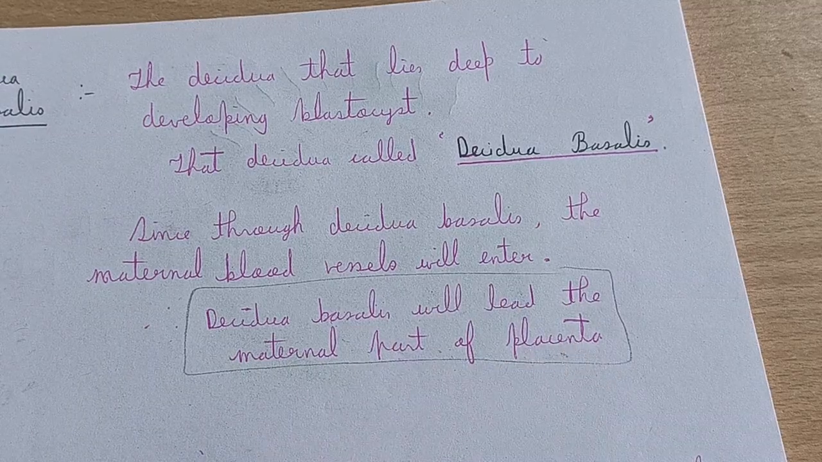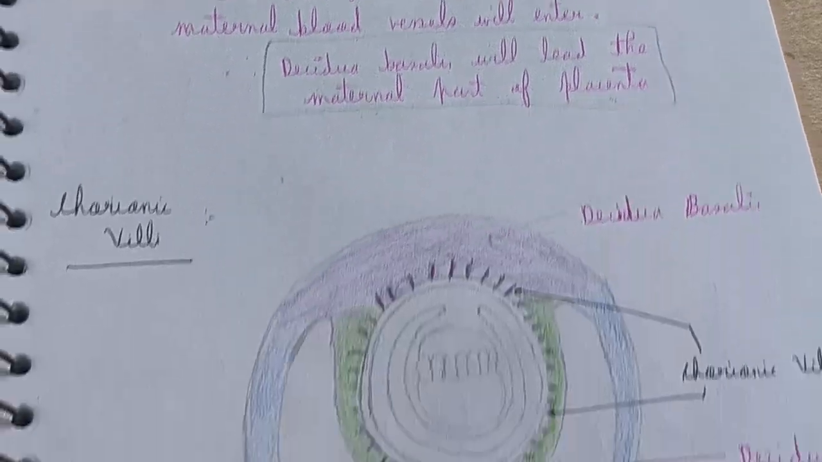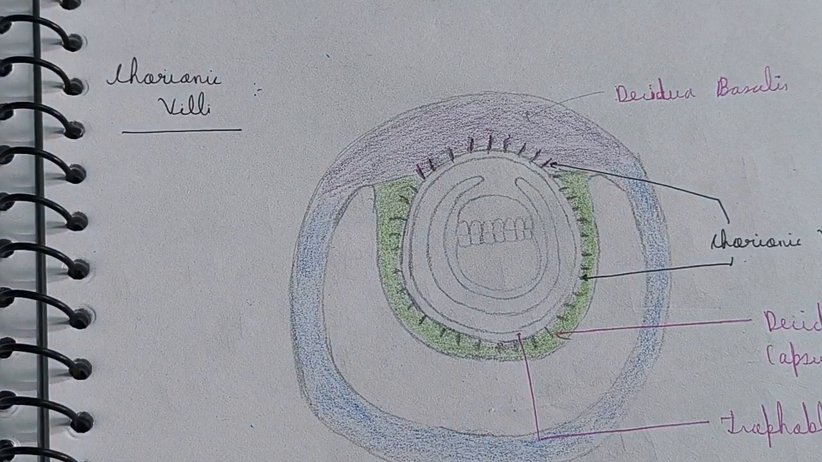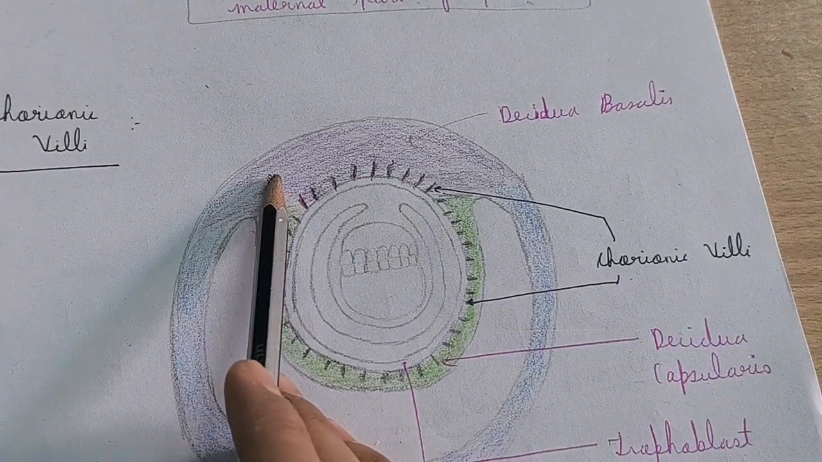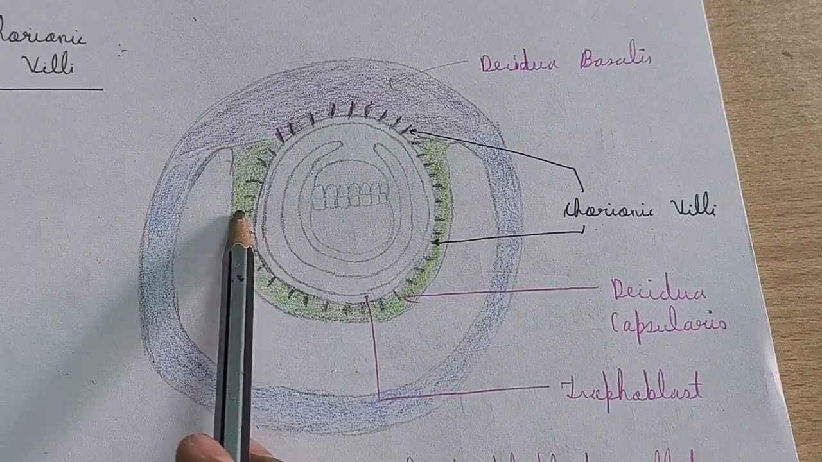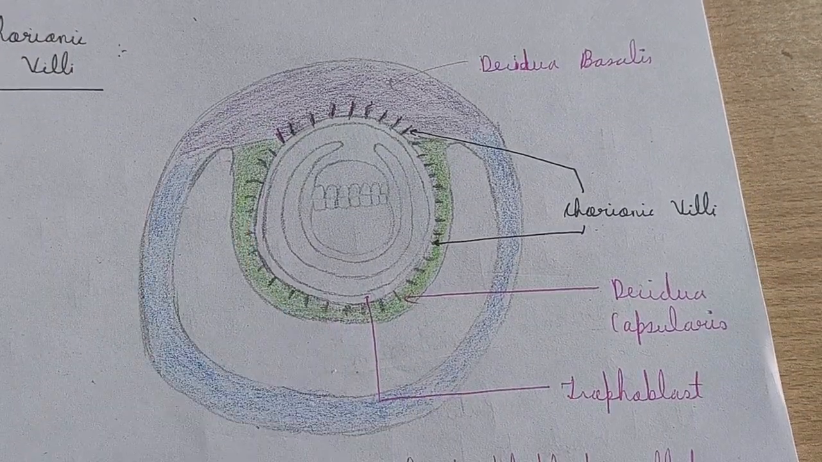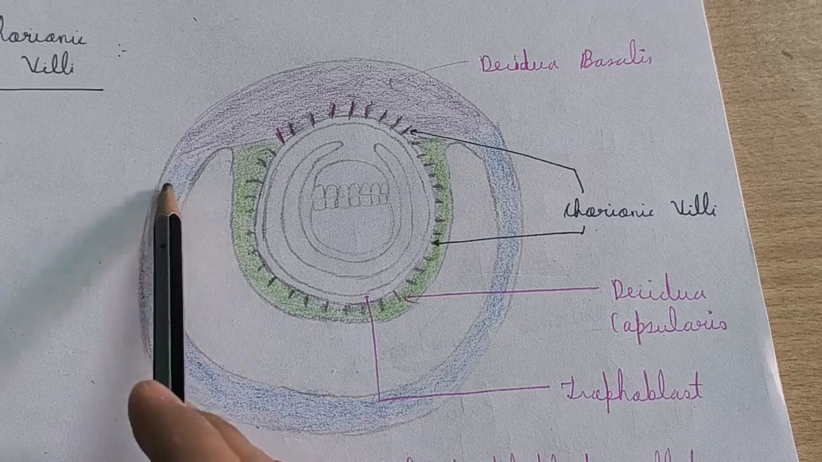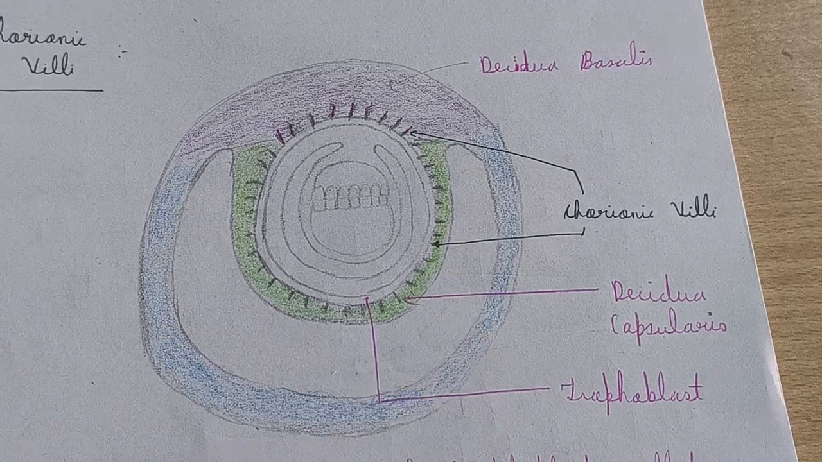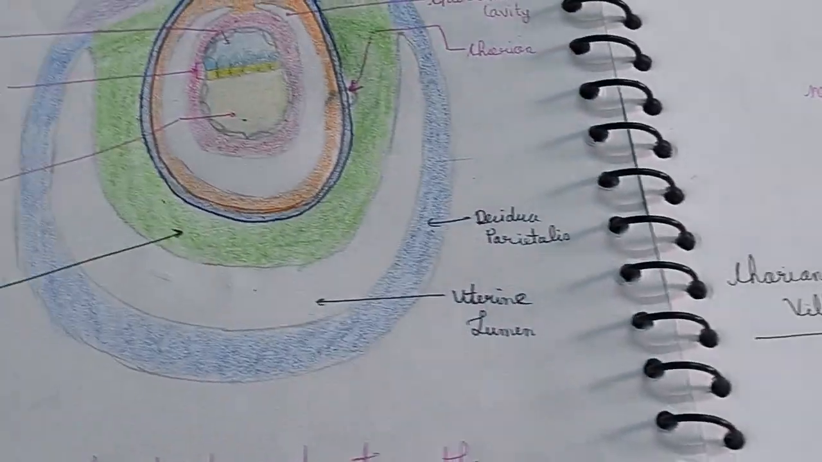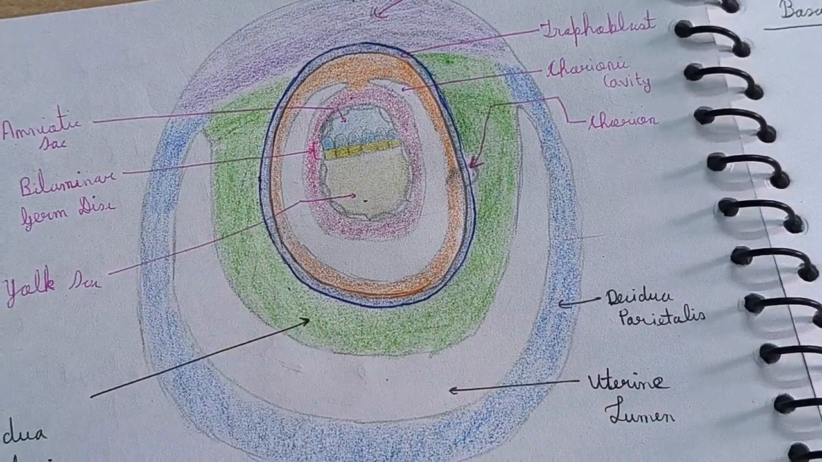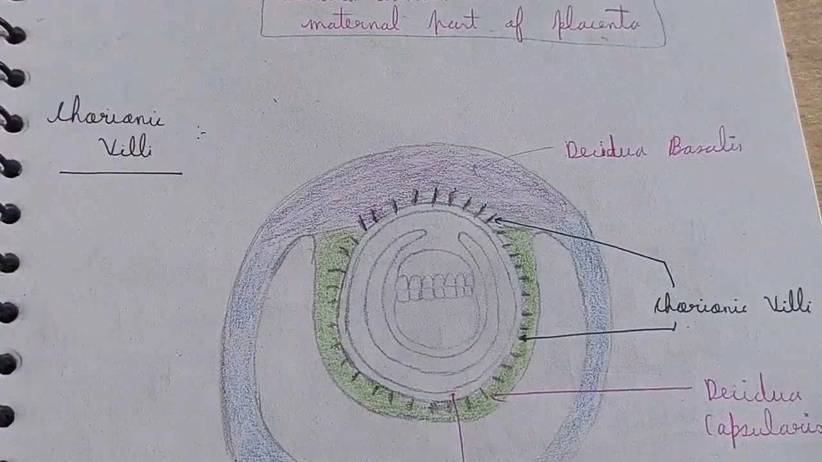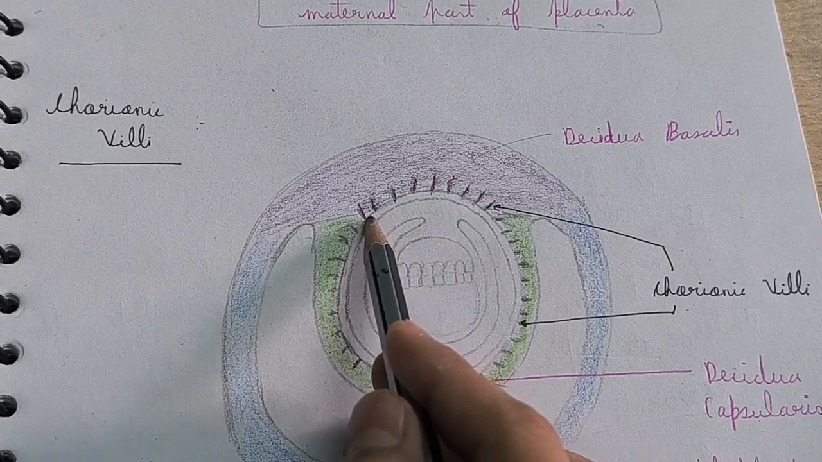This is very important. Now let's discuss chorionic villi. As I have already mentioned, this purple colored layer is the Decidua Basalis, this green colored layer is the Decidua Capsularis, and this is the Decidua Parietalis. Initially there are no villi around the trophoblast, but now see that this blue colored layer is the trophoblast.